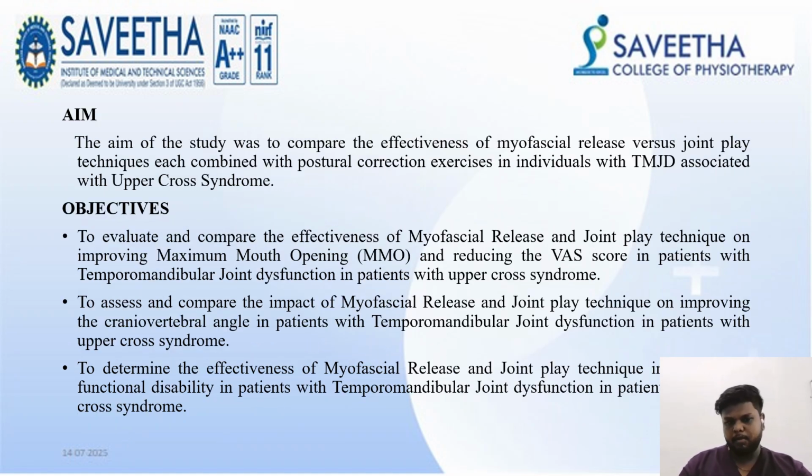Aim. The aim of the study was to compare the effectiveness of myofascial release versus joint play technique combined with postural corrective exercise in individuals with TMJ dysfunction associated with upper cross syndrome. Objectives: to evaluate and compare the effectiveness of myofascial release and joint play technique in improving maximum mouth opening and reducing VAS in patients with TMJ dysfunction and upper cross syndrome; to assess and compare their impact on improving craniovertebral angle; and to determine their effectiveness on functional disability in these patients.